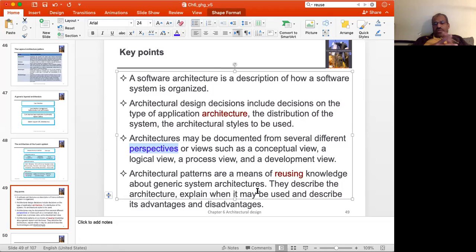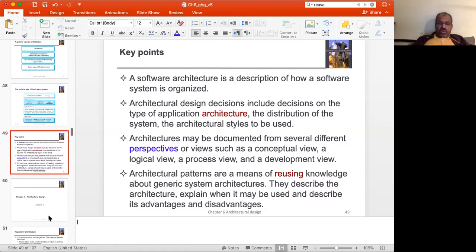Architectural patterns are a means of reusing architectural knowledge and system design knowledge about generic system architectures and their properties, because we find them useful and proven. So we might want to use them in similar applications that could make use of these architectures. The patterns describe the architecture and explain when they might be useful or not, and describe the advantages and disadvantages of particular patterns. Okay, so I'll stop here and we carry on in the next lecture.